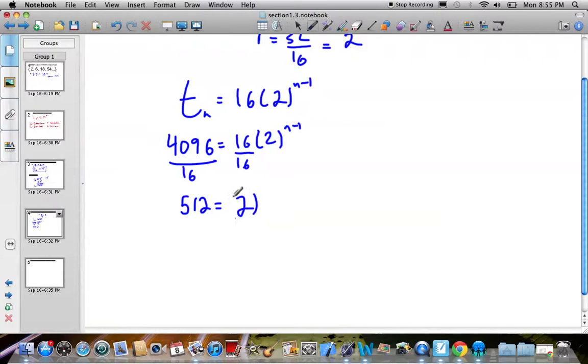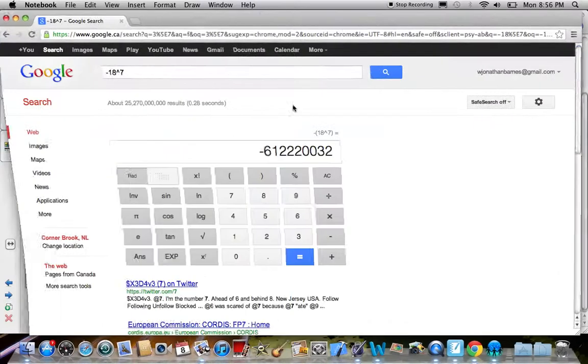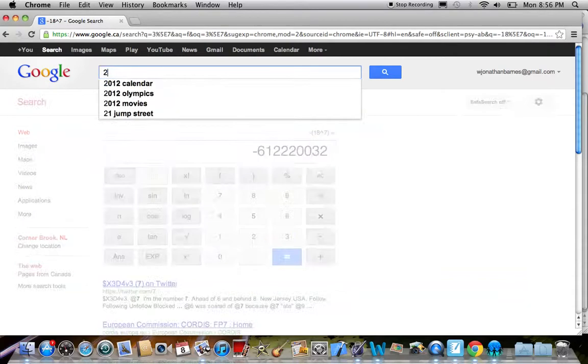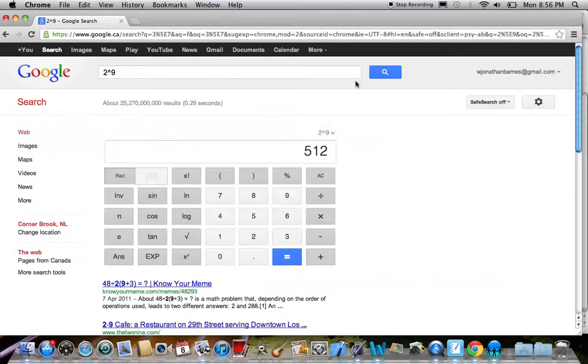And this guy here is now just 2 to the n minus 1. So what would be really great is if I could write this as a base 2. So 2 to some number gives me 512. Well, I was going to say 2 to the 7, but I think it's 2 to the 8. Well, I'm not going to be wrong here. 2 to the 8 equals 256, so it's actually 2 to the 9. So 2 to the 9 is 512.